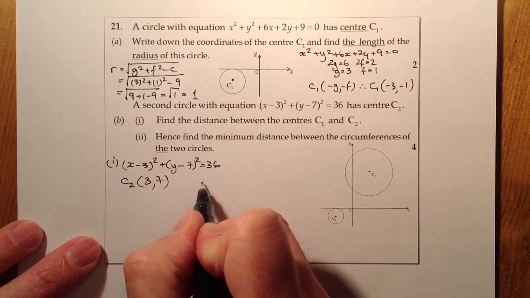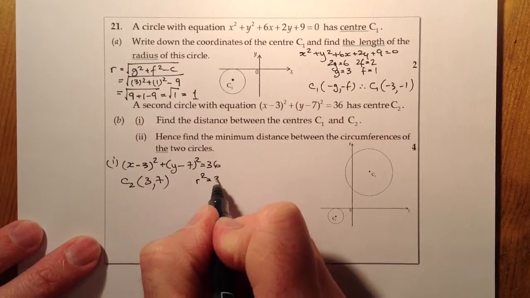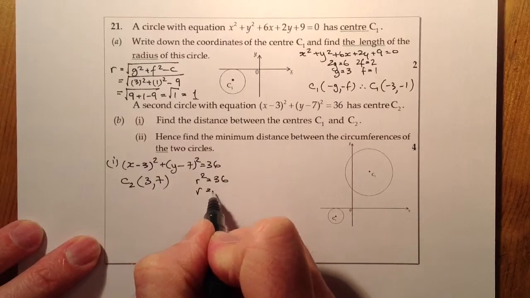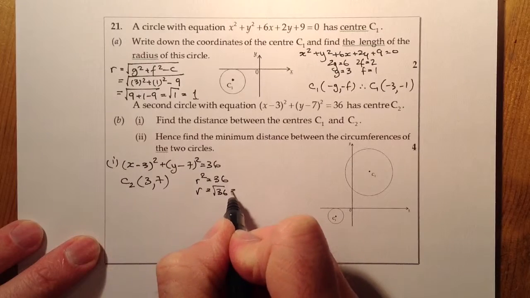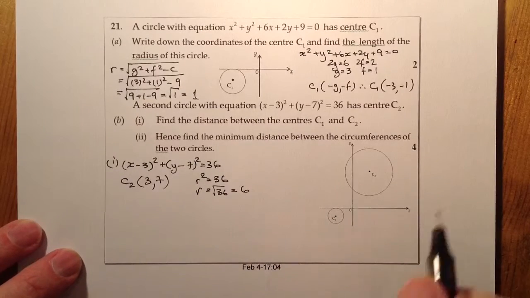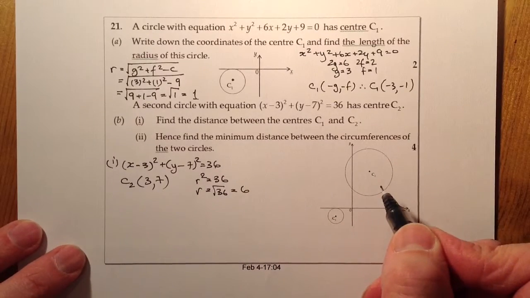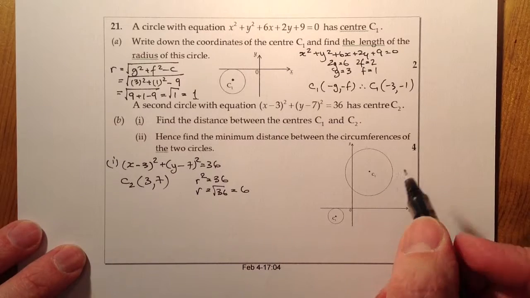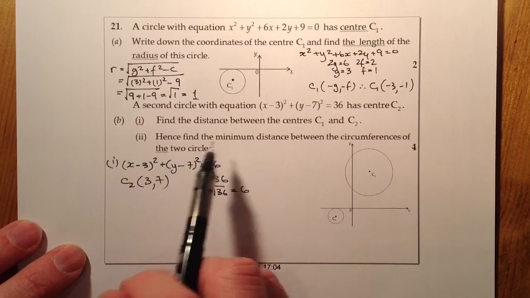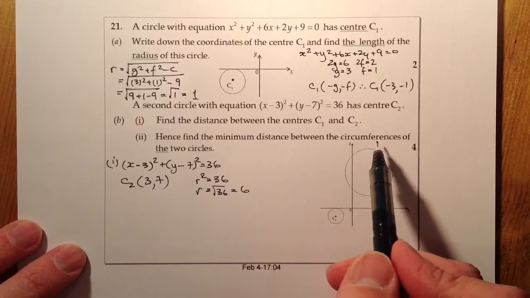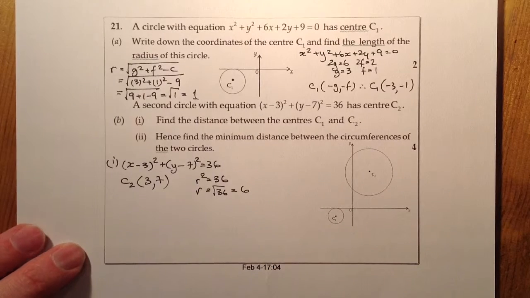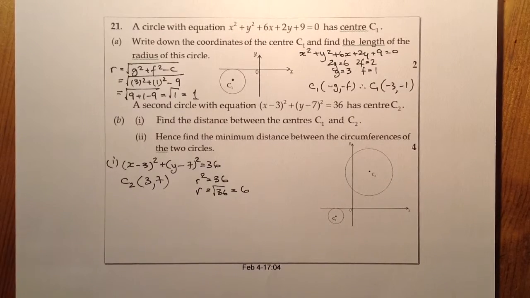This is r squared, remember, so I know that r squared equals 36, so the radius is equal to the square root of 36, which equals 6. So that's going to be my radius of this circle, the bigger circle. Hence, find the minimum distance between the circumferences of the two circles. So let's look at what that's asking us to do.